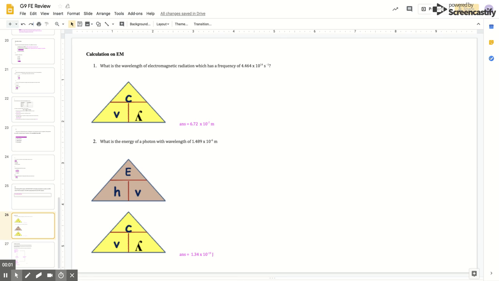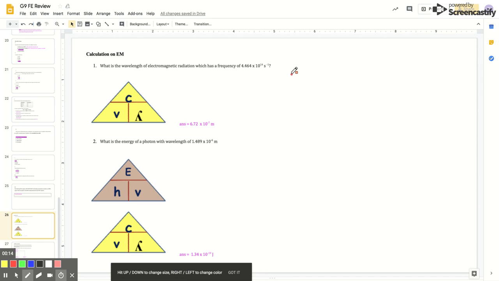Okay, so for this question, what is the wavelength of electromagnetic radiation which has a frequency of this? This is a very straightforward question. You're going to be given the data booklet, and your data booklet is going to contain information like c. What is the value for c? c is equal to the speed of light. It's going to be 3 times 10 to the power of 8, right?